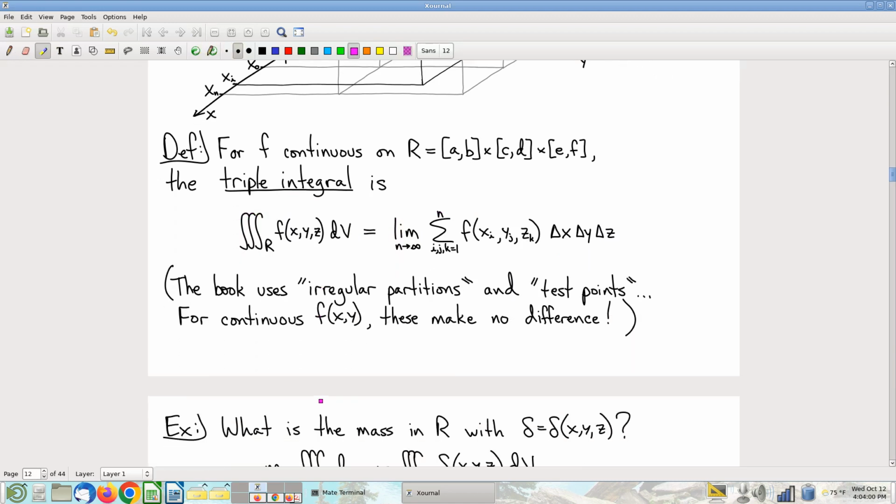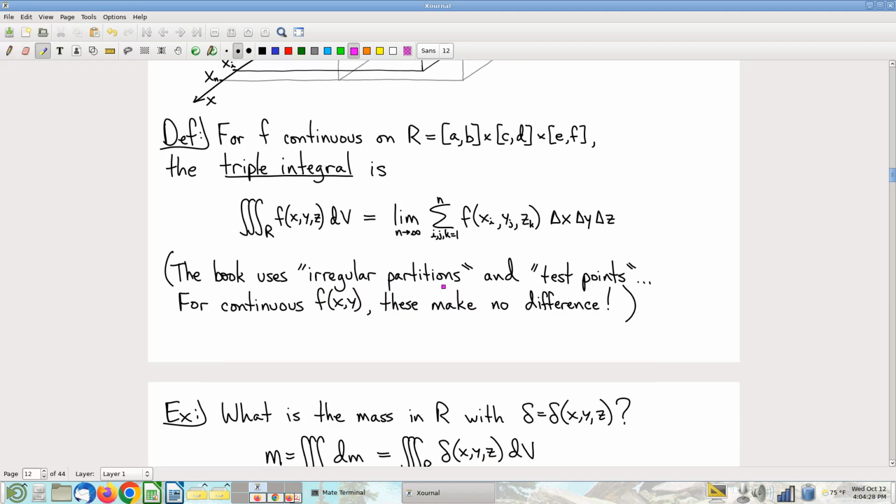As with double integrals, the book spends a bunch of time talking about really cool and interesting stuff that I wish we had. I wish this was Math 431, but oh well. So for Math 219, you don't need to worry about irregular partitions. You don't need to worry about test points. Very important, very useful ideas in a math-major level analysis class, which this is not.